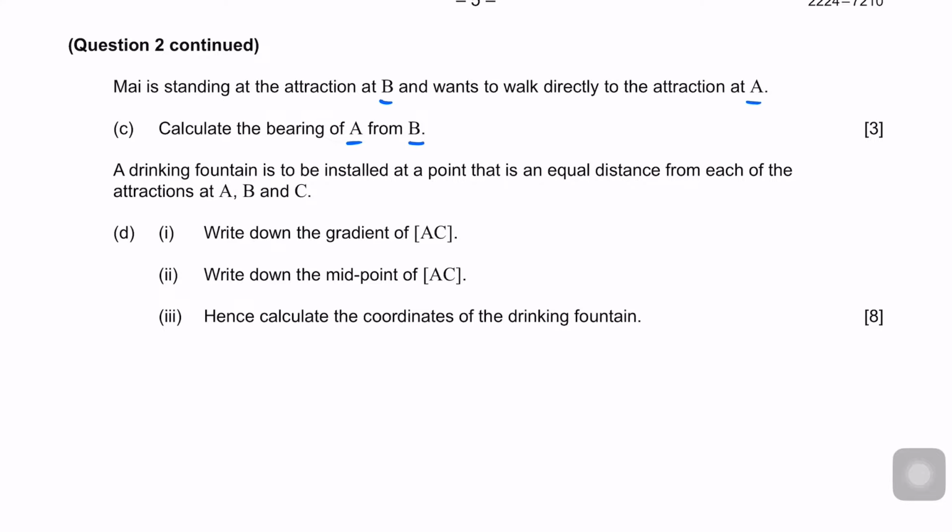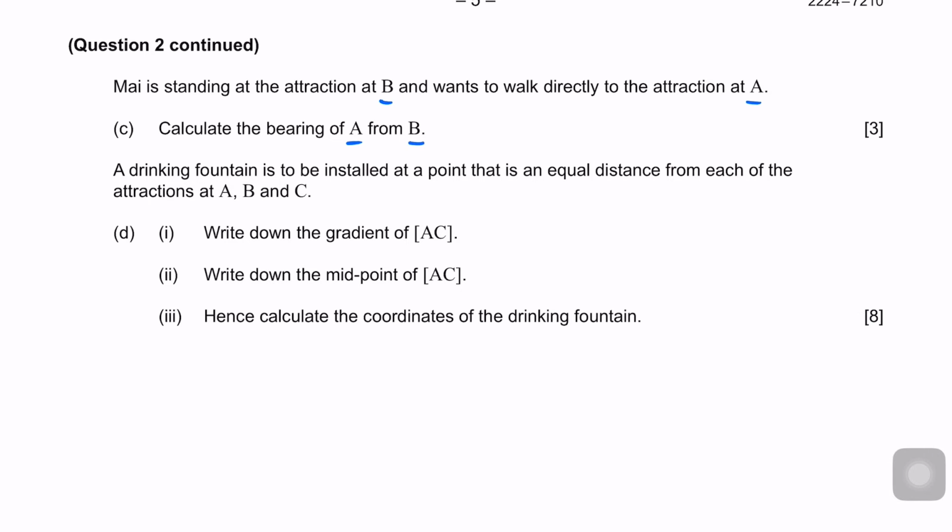A drinking fountain is to be installed at a point that is an equal distance from each of the attractions at A, B, and C. Write down the gradient of AC, write down the midpoint of AC, and hence calculate the coordinates of the drinking fountain. So first off, 8-mark questions.